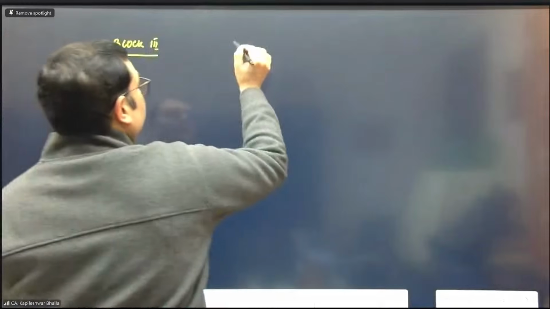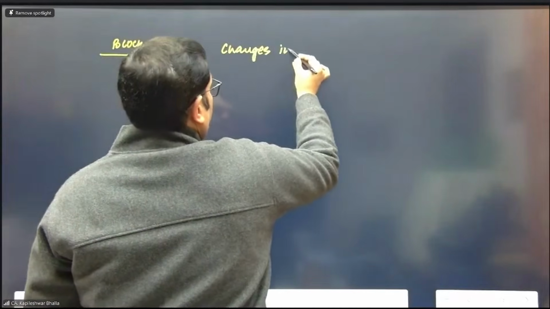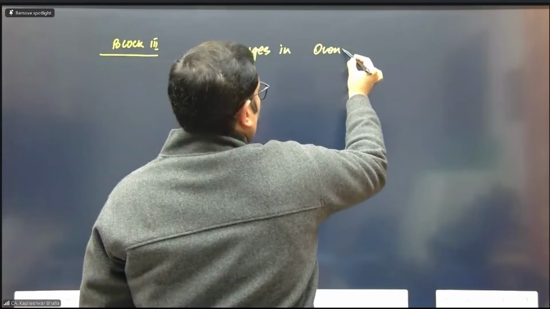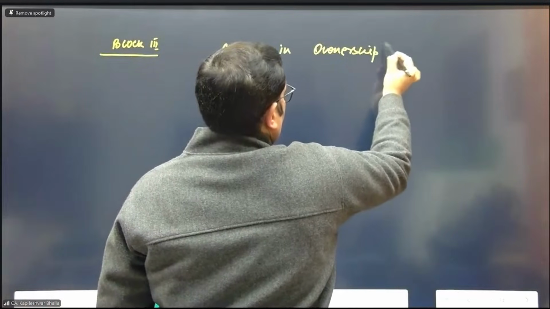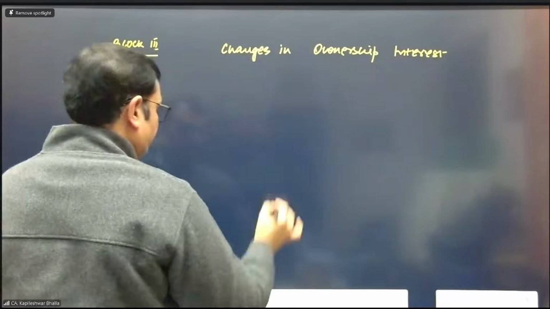So as I said, the third block is the other aspects. And in other aspects now, we're looking at changes in the ownership interest. I'll make your life simple. How do you tackle the changes in the ownership interest? So first, let me give you the overview in terms of what we mean by changes in the ownership interest.